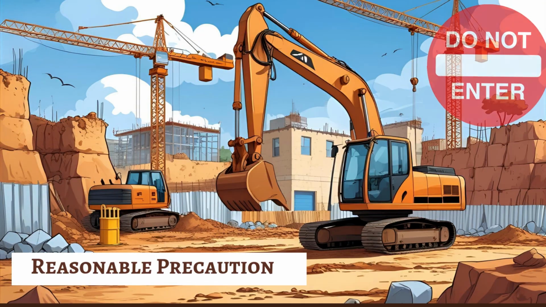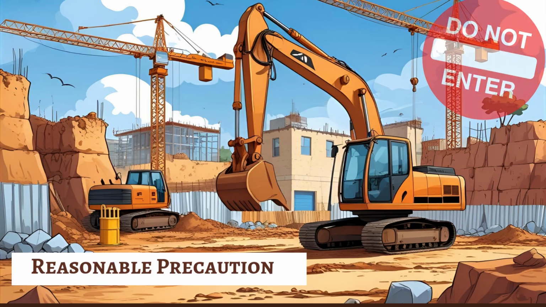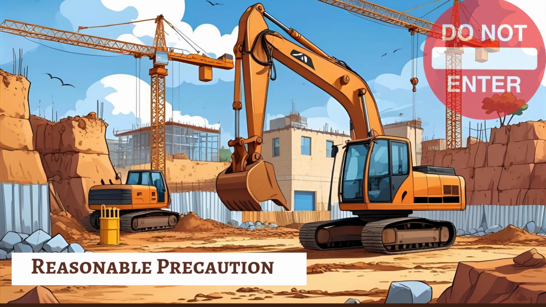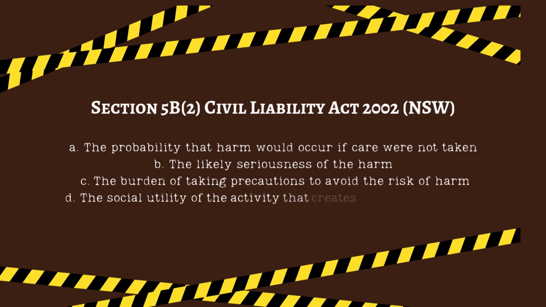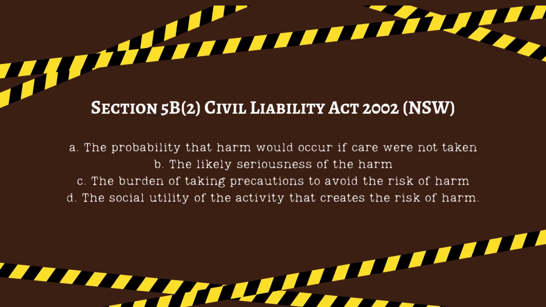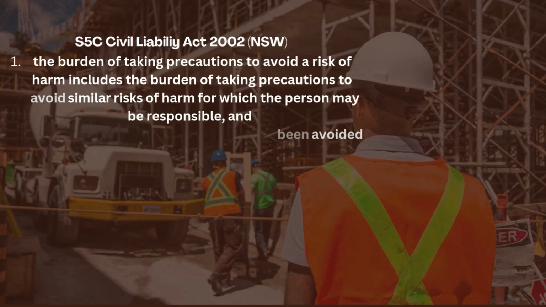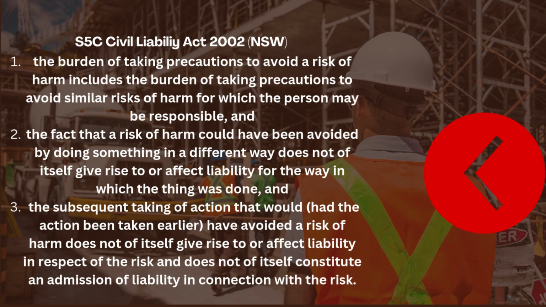Lastly, Section 5B, subsection 2 of the Civil Liabilities Act states that in that circumstance, a reasonable person in the person's position would have taken those precautions. The court would consider the following when determining whether a reasonable person would have taken precautions against a risk of harm. But that's not all. Section 5C of the Civil Liabilities Act elaborates on determining what precaution a reasonable person would have taken, and that an existence of an alternative method of taking action does not automatically establish liability. The section outlines that the court will consider the following.